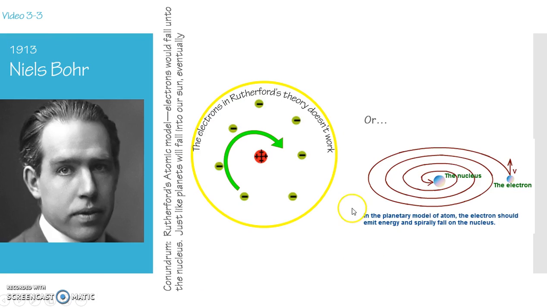Now Niels Bohr realized that, with Rutherford's theory, once you energize these electrons and give them some light, they would emit photons and they'd go right into the center.